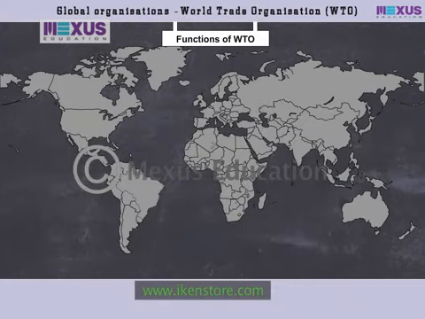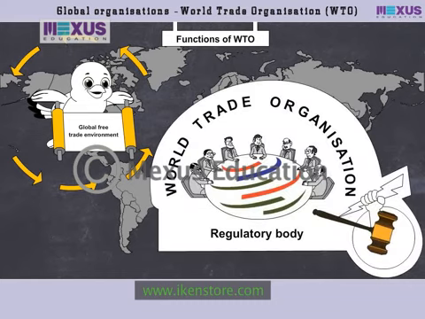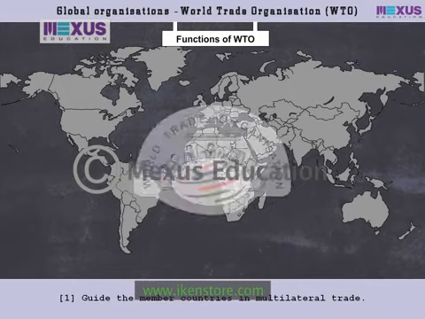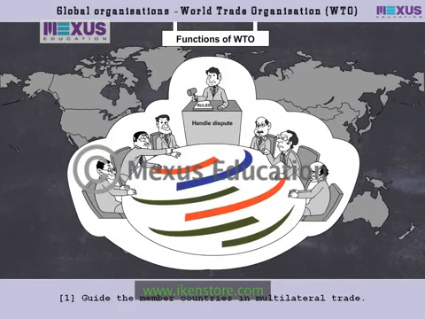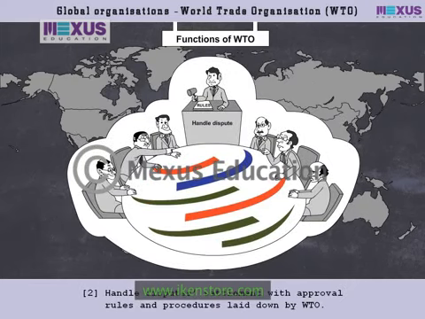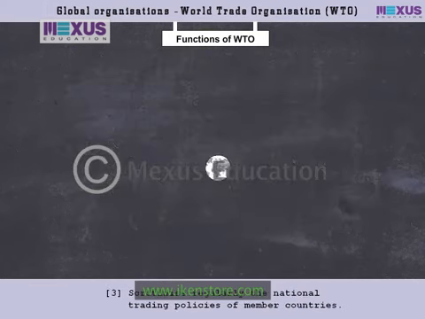Functions of WTO. The WTO, being a legal entity, acts as an advisory as well as regulatory body. It performs several functions in order to control the international trading environment. They are: first, to guide the member countries in multilateral trade. Second, to handle dispute settlement with approved rules and procedures laid down by WTO.